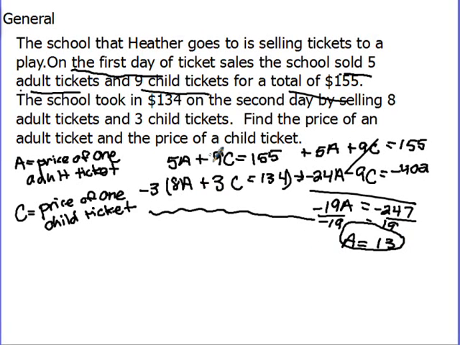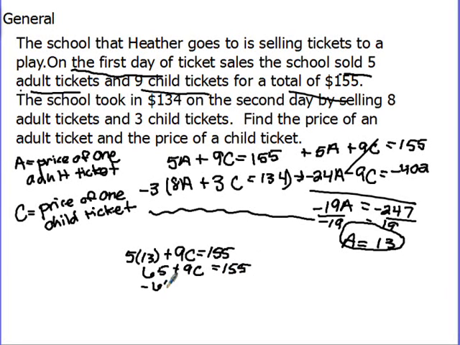Alright, I could plug it back into any of these equations. Let's just pick this top one. So I would say, okay, 5 times 13, because we just found out A was 13, plus 9C equals 155. Well, 5 times 13 is 65. And then what would I do with that 65? I would subtract it from both sides.